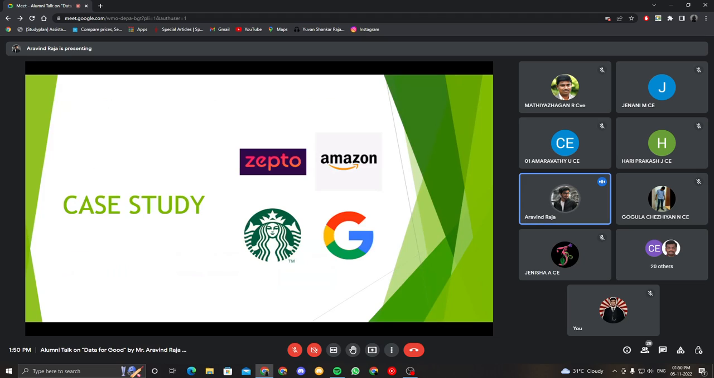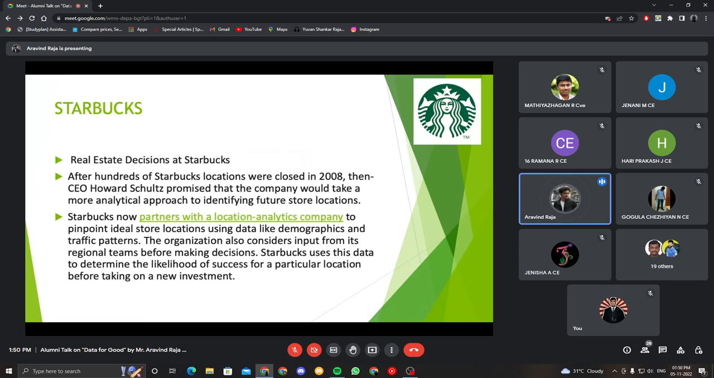Cool. So I have 4 case studies for you. One is Zepto, one is Amazon, one is Starbucks, and one is Google. These show how these companies analyze their data to arrive at something beneficial for business development as well as their people engagement. So this is the first one.